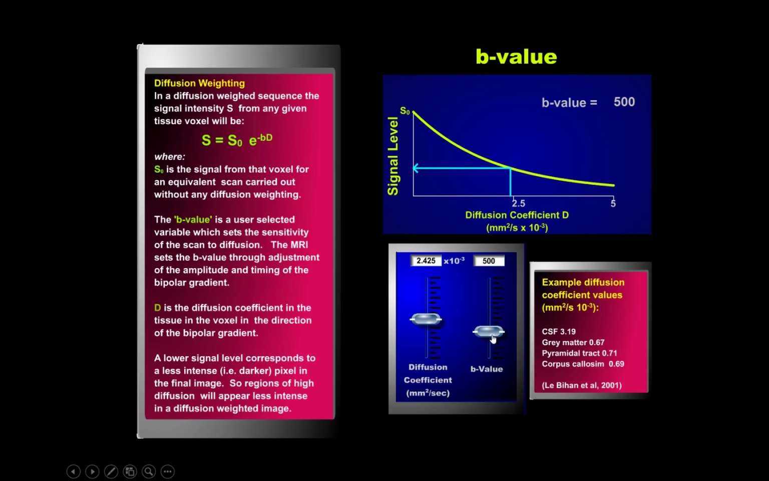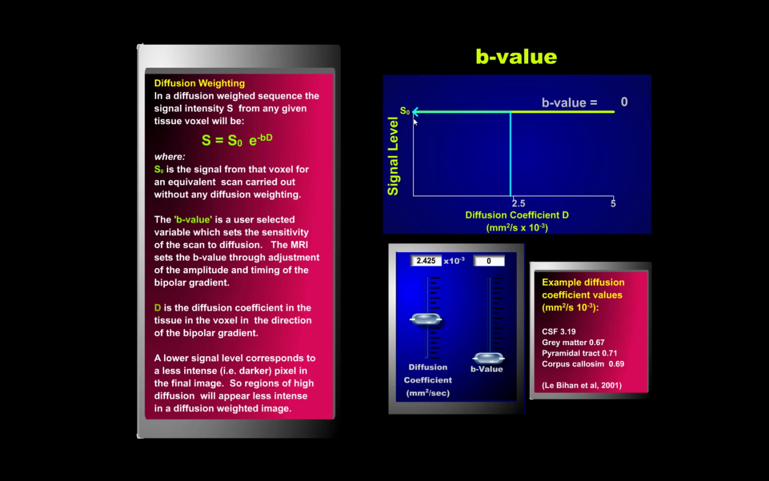Okay, now say we set a different B value. If we set a B value of 0 to take one extreme, that means the sequence has no sensitivity at all to diffusion. So it doesn't matter what the diffusion coefficient is, we're just going to get a certain signal level S0, and that value S0 is just going to depend on the weighting for the sequence and the characteristics of that particular voxel. Okay?